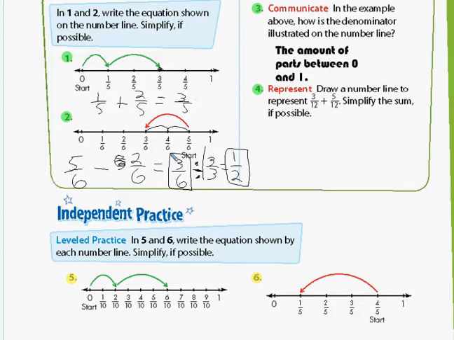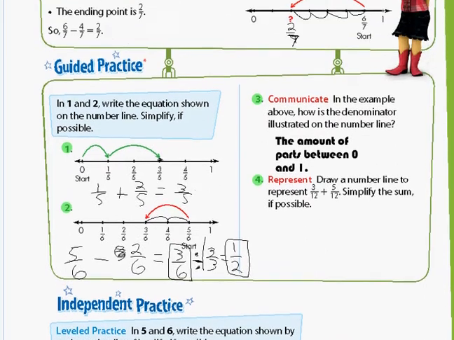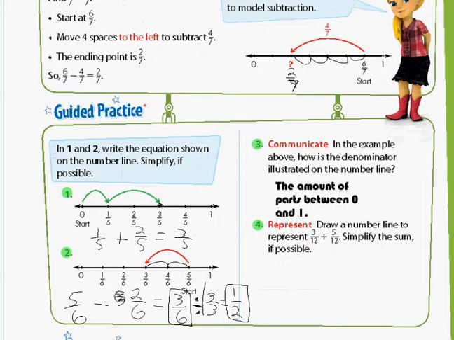Problem number 3, communicate. In the example above, how is the denominator illustrated on the number line? We'll look at the example again real quick. The denominator is how many spaces are between 0 and 1. That's 1, 2, 3, 4, 5, 6, 7 spaces, so that's our denominator. And I wrote it right here: the amount of parts between 0 and 1, and that's what the denominator is.